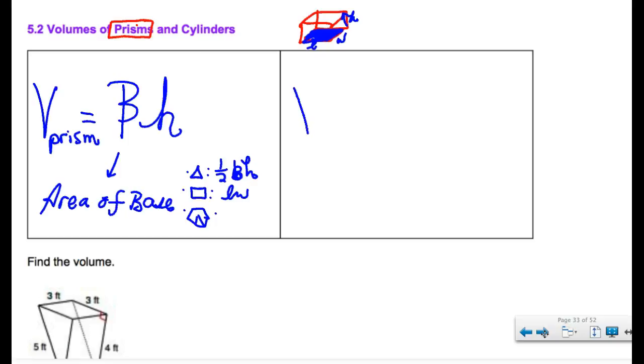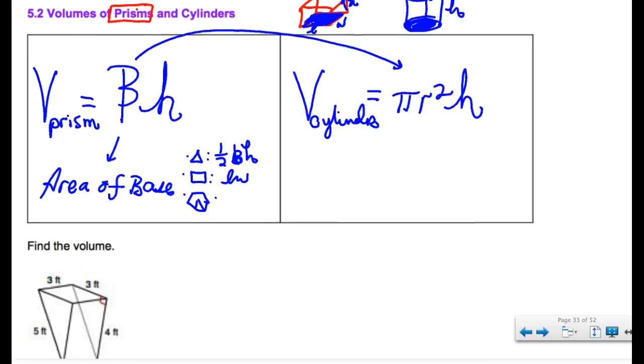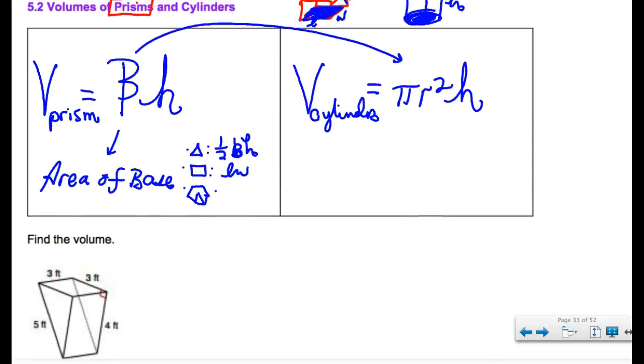So when we're doing the cylinder, V sub cylinder stands for volume of a cylinder. It's really got this same concept. The difference is for a cylinder, the base is a circle. The area of a circle is always pi r squared. And then we fill it up to the top with its height. So that's how we find the volume of prisms and cylinders.